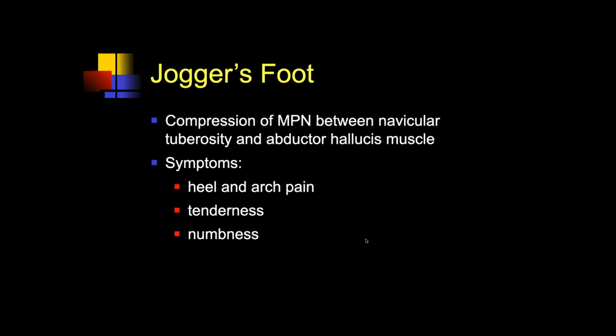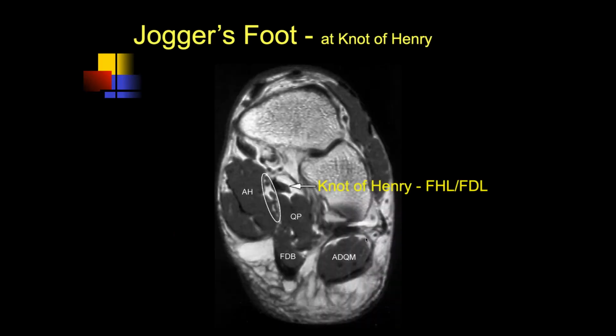So then there's Jogger's foot. It's compression of the medial plantar nerve between the navicular tuberosity and the abductor hallucis muscle. With that, you get heel and arch pain, tenderness, and numbness from jogging. The pathology is here around the knot of Henry, where the flexor hallucis longus and flexor digitorum cross on the way out to the toes. And this is where the medial plantar nerve branches.